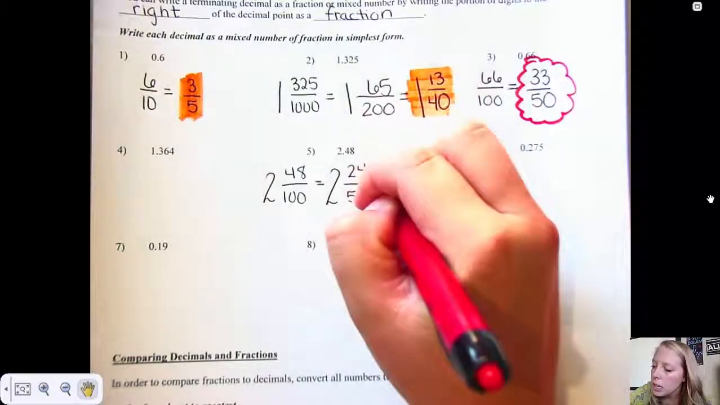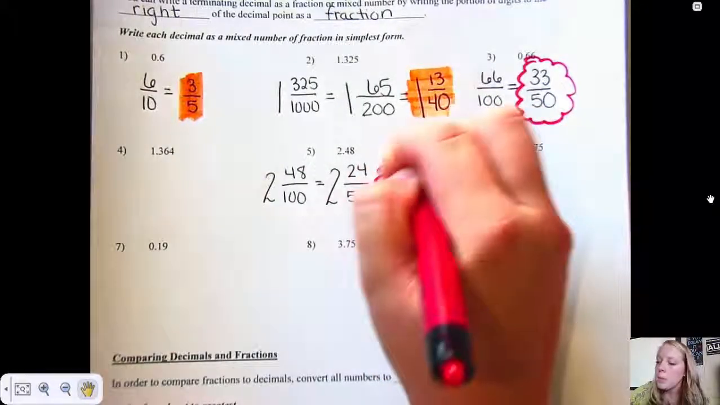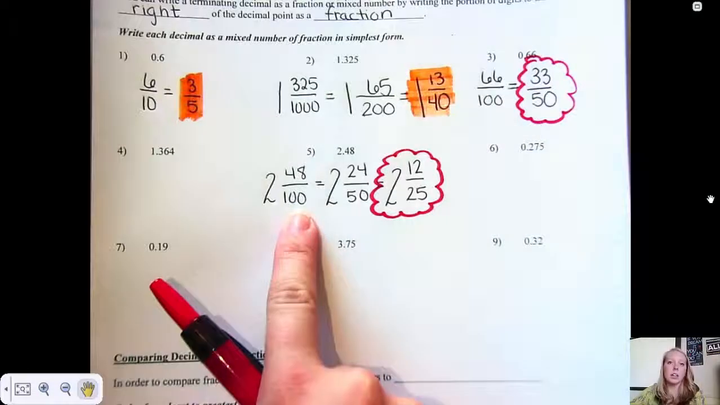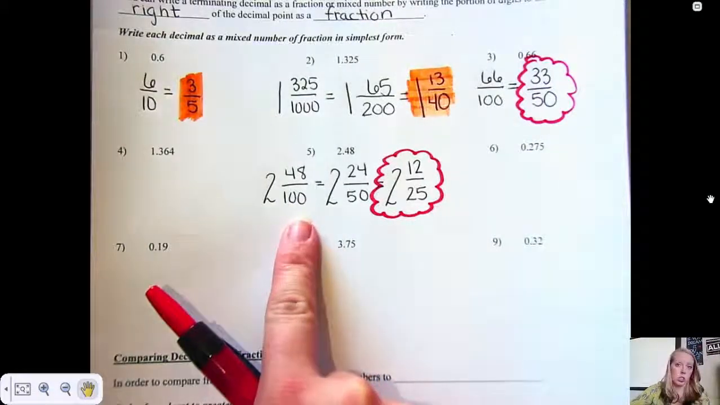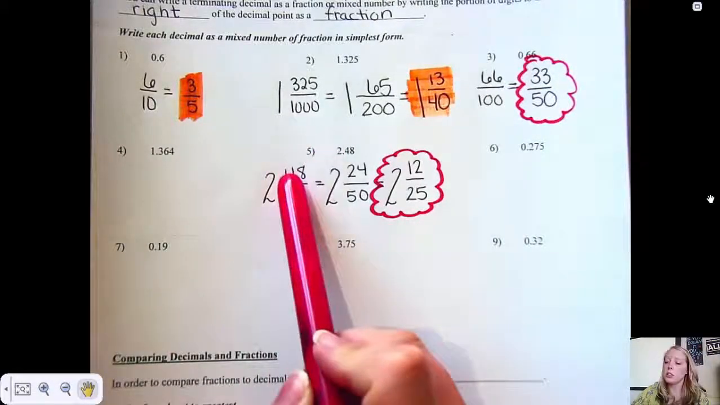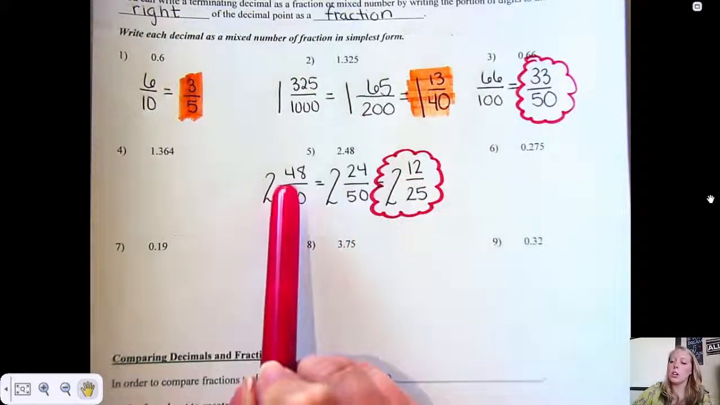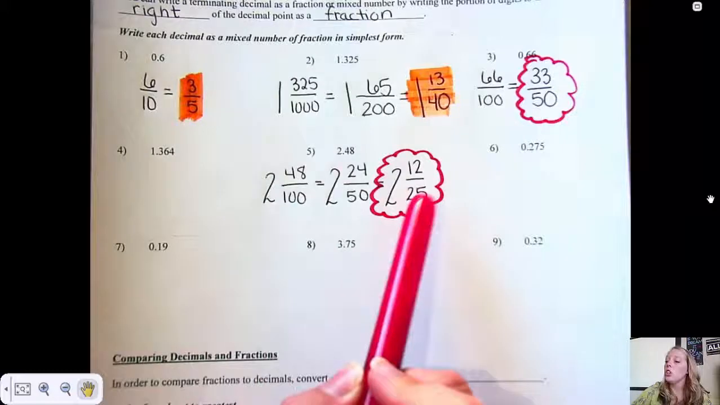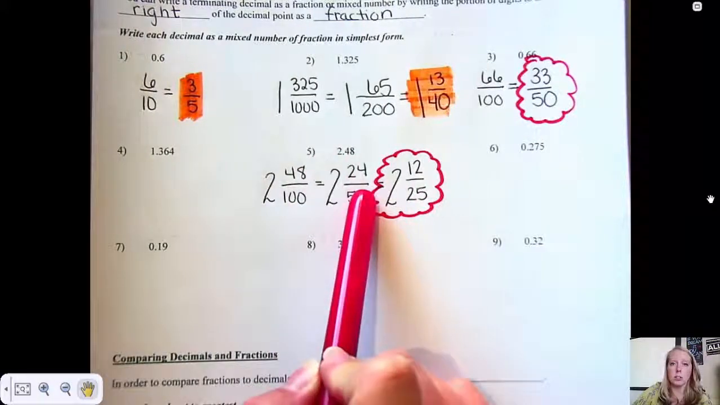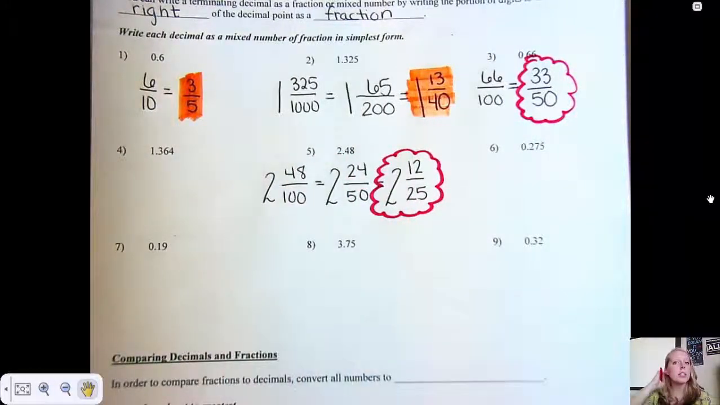Now, there's one thing I want to point out. Some of you might have said, Ms. Toll, when you were here, you could have just divided by 4. You're exactly right. I divided by 2 and 2 again. 2 times 2 is 4. So if you would have started here and divided by 4, you would have completely eliminated that middle step. And that is the best. We always like to try to find the biggest number that goes into both.